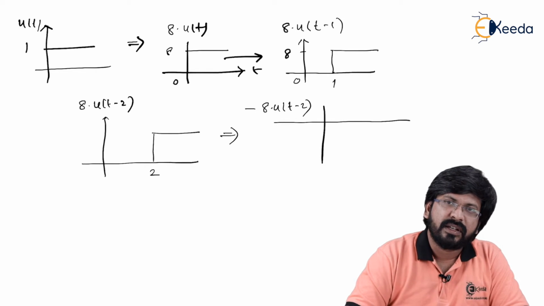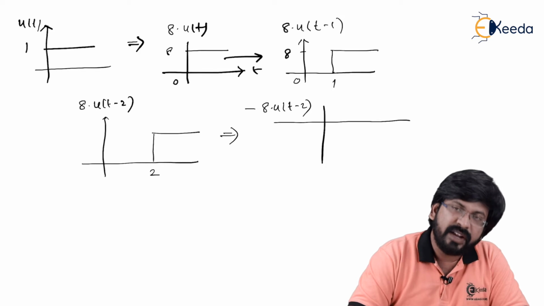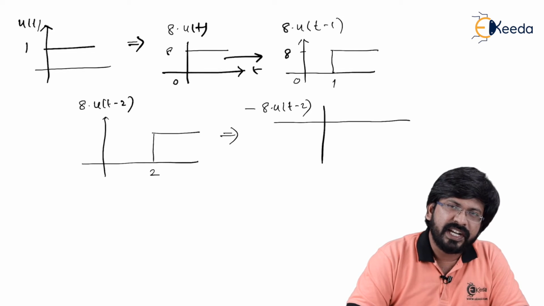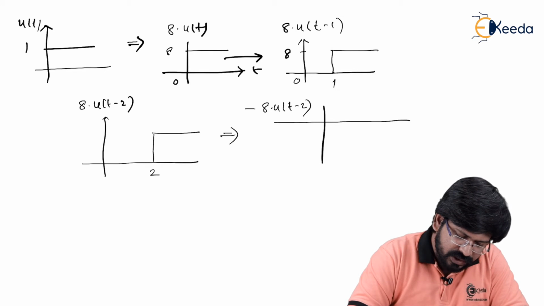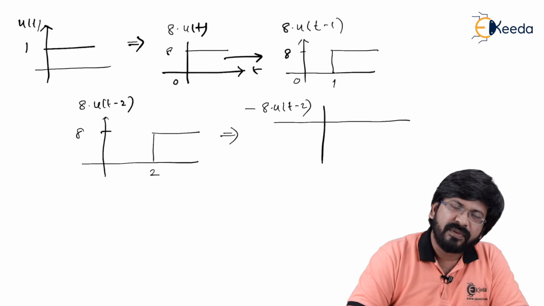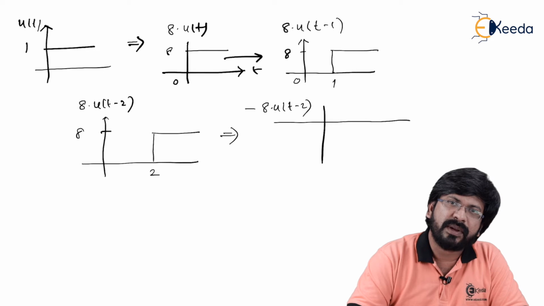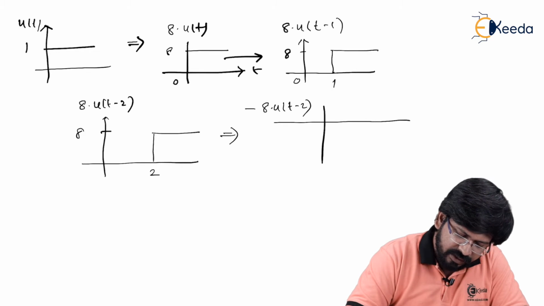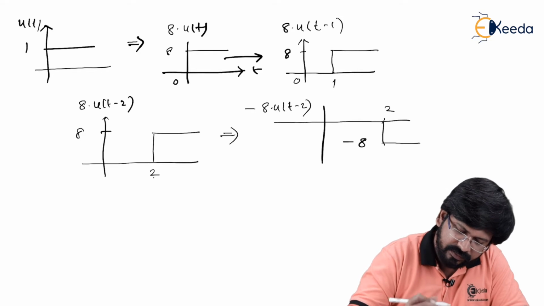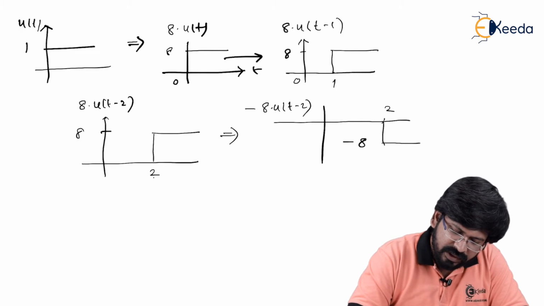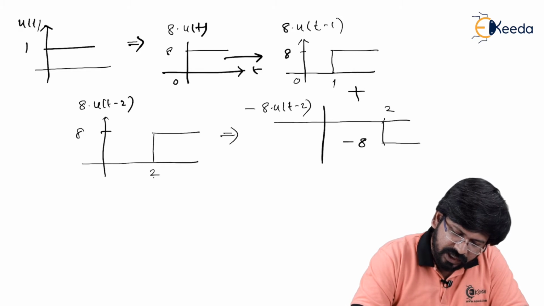The same signal is now getting multiplied by minus 1. If it is multiplied by minus 1, then the amplitude becomes negative. Here the amplitude was positive 8, right? Now multiplying by minus 1, the amplitude becomes minus 8. Again, starting at 2 only, but with magnitude minus 8. Is that right?